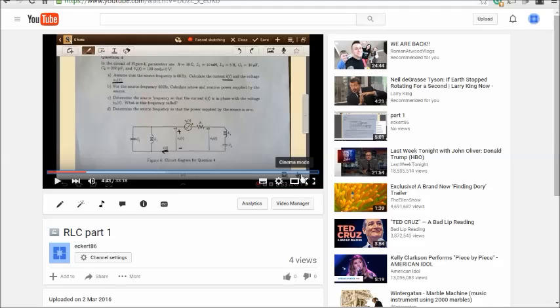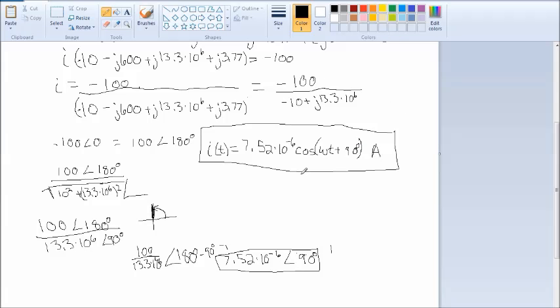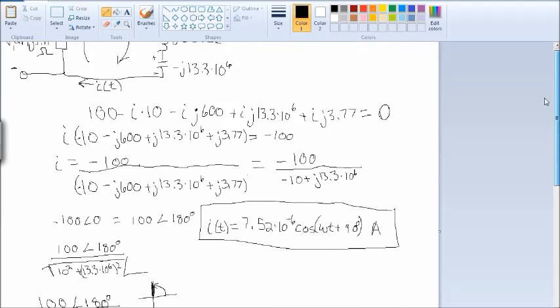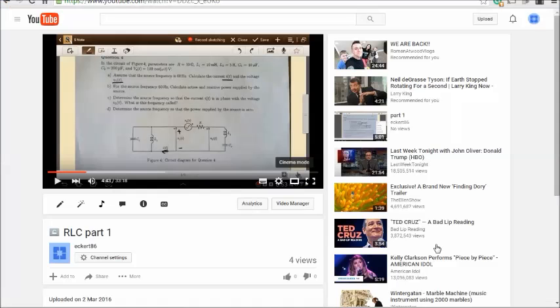So B says, for the source frequency 60 Hertz, calculate active and reactive power supplied by the source. So not sure how much you know about active and reactive power. What we usually like to talk about is apparent power, called S, and that is equal to your real power, P, plus J, which is the imaginary number again, times your reactive power. So here's how I would challenge you to answer that one.